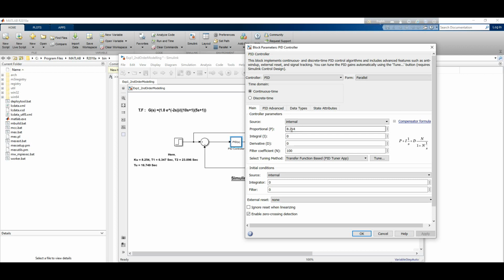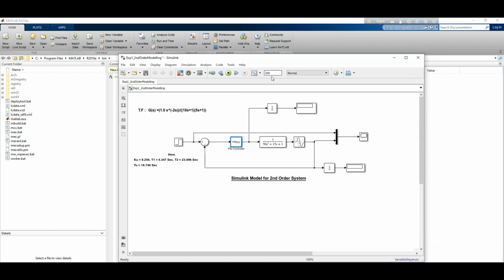We have to increase this Kp value very slowly at the point where the system starts to go from steady state to a sudden transient state, towards an unstable system. At that point we need to increase the Kp value slowly. At 8.254, I have found this uniform oscillation. The runtime I have given is 200. Let's save.